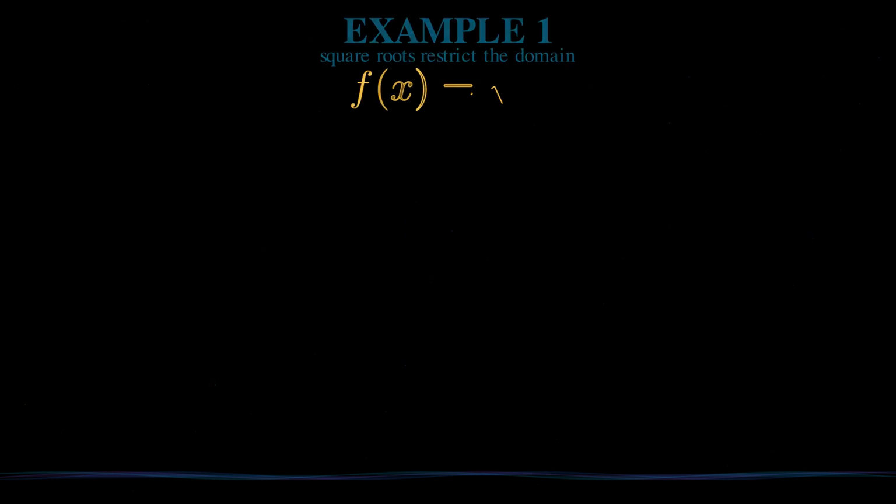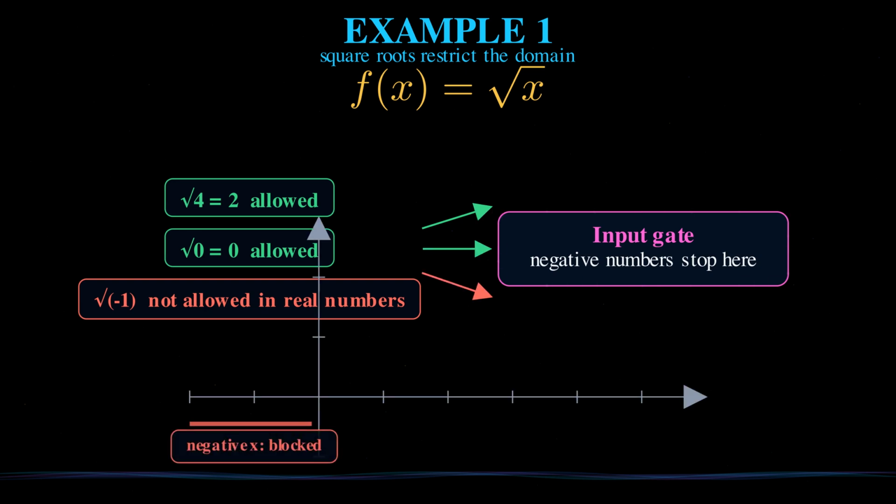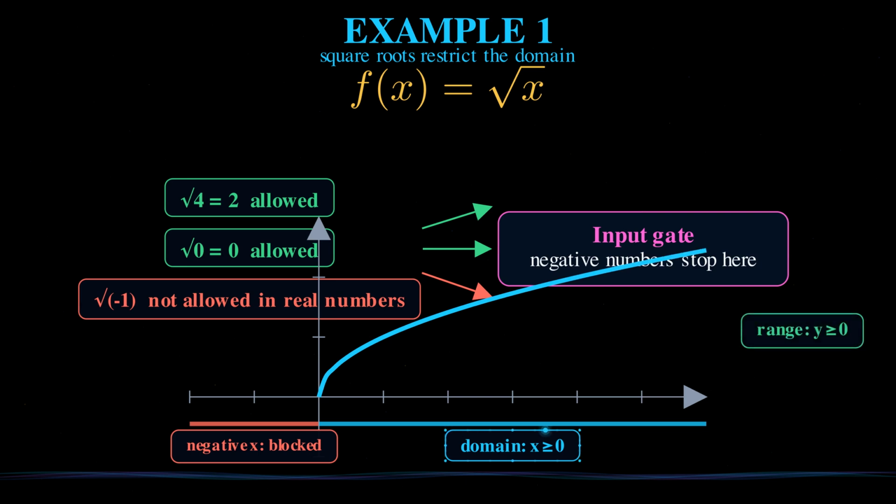Now let us see a restriction. Consider f of x equals square root of x. Some inputs are safe. Square root of 4 is 2. Square root of 0 is 0. But square root of -1 is not allowed in the real number system. So negative inputs are blocked. The graph begins at x equals 0 and continues to the right. Therefore, the domain is x greater than or equal to 0. The outputs are also never negative. So the range is y greater than or equal to 0.